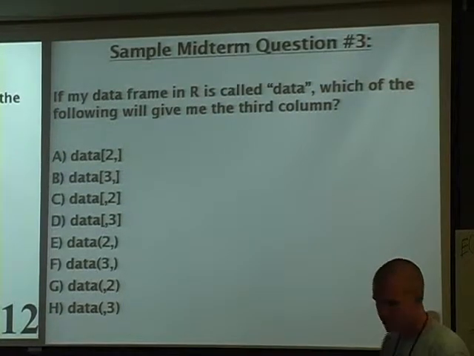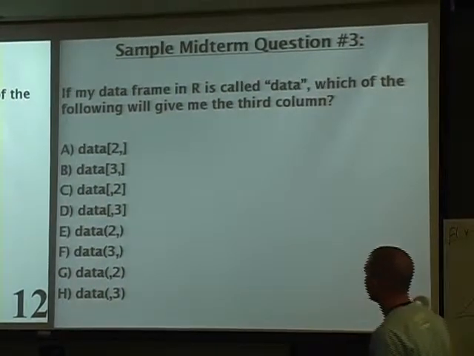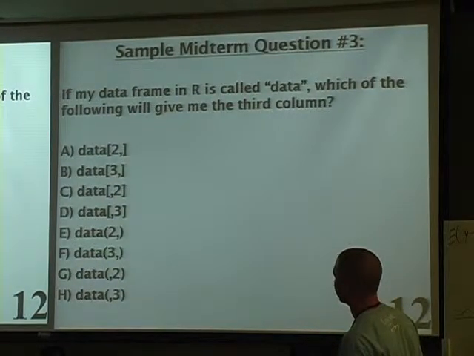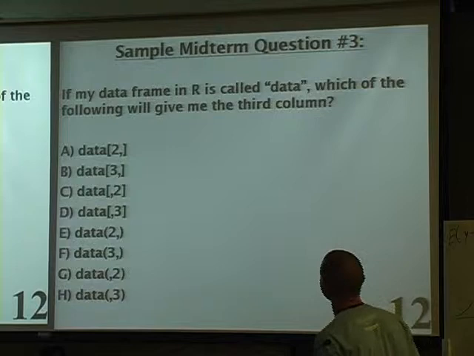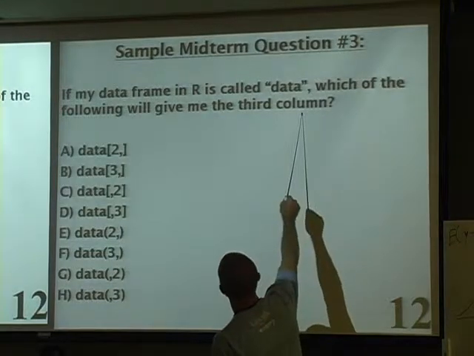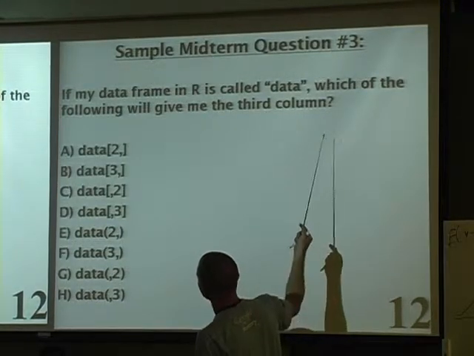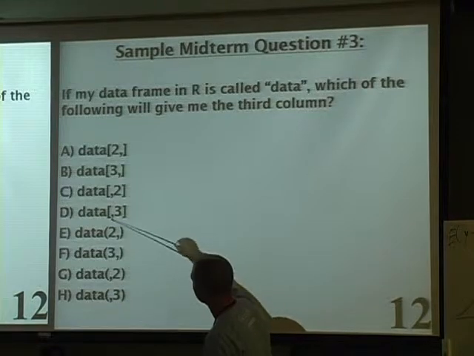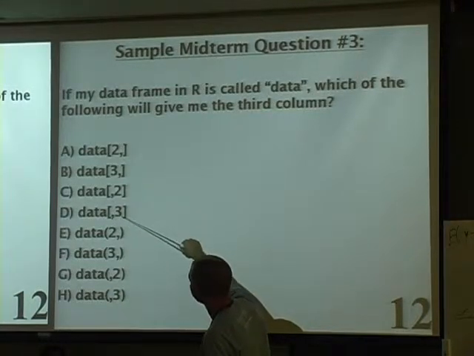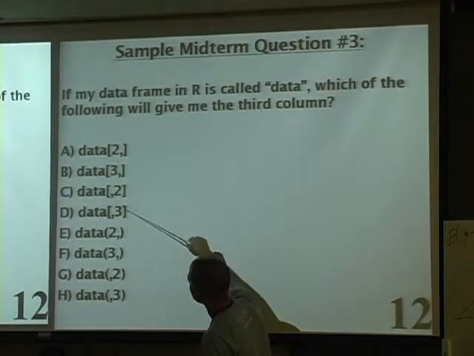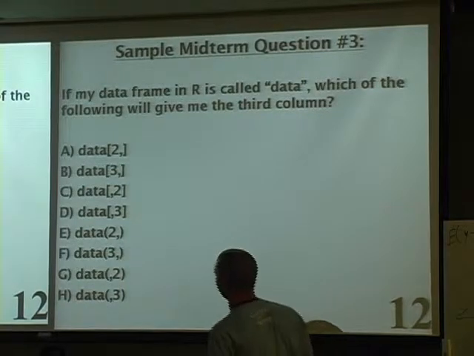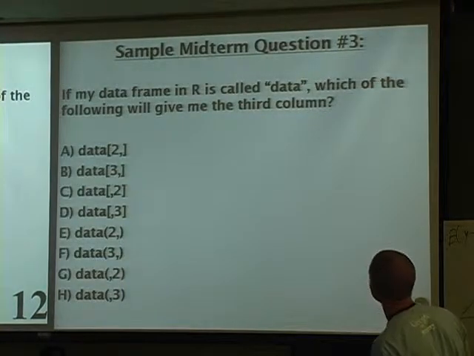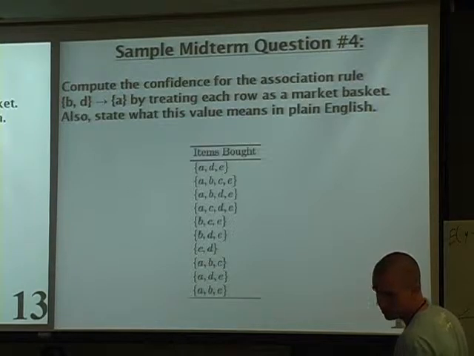Here is a question I put on just to knock all the people that are zero-based. I want the third column in R. R is 1-based, so the third column would be data[, 3]. And of course, square brackets are the right thing to use, not round brackets. So that's just a question about how to do things in R that I put up there.